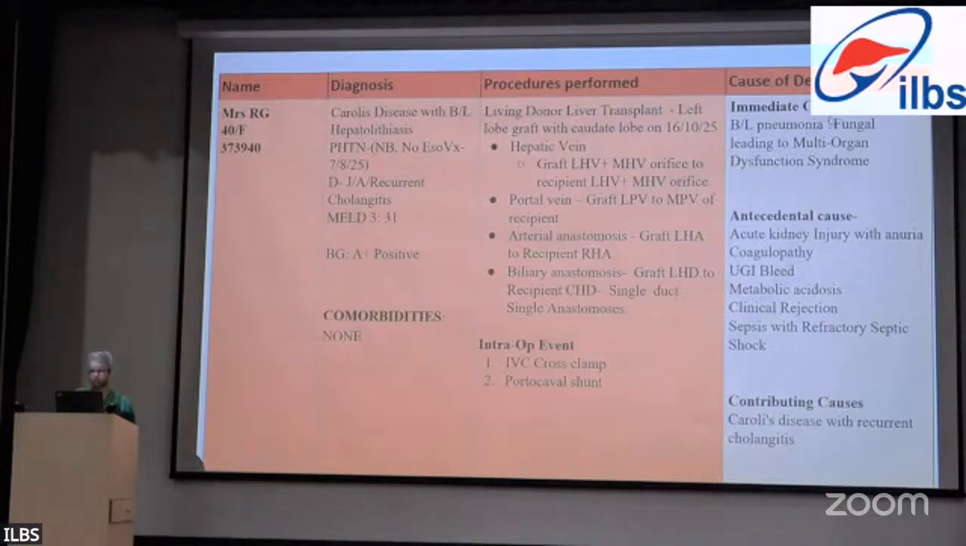The immediate cause of death was bilateral pneumonia, which had a fungal picture on CT scan and X-rays, but no organism could be isolated. Her cultures were all negative. Then she developed multi-organ failure, acute kidney injury and anuria, coagulopathy, and she had upper GI bleed and clinical rejection. After that she had sepsis, which was refractory.